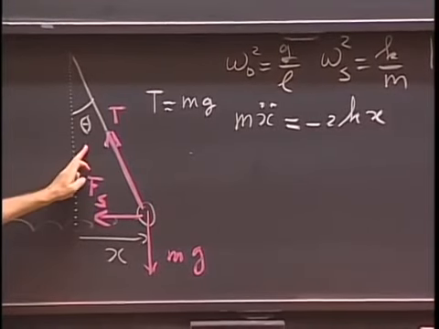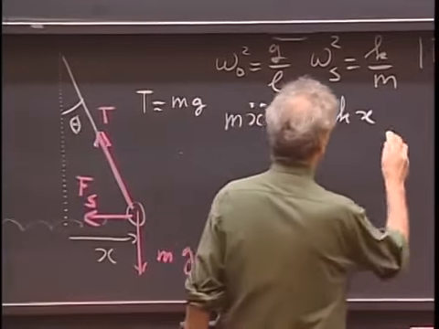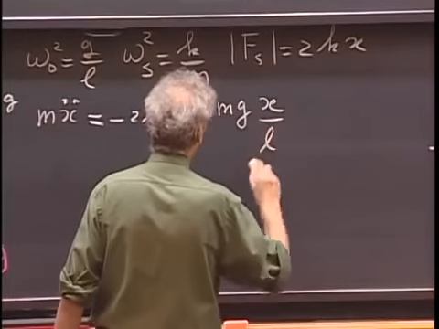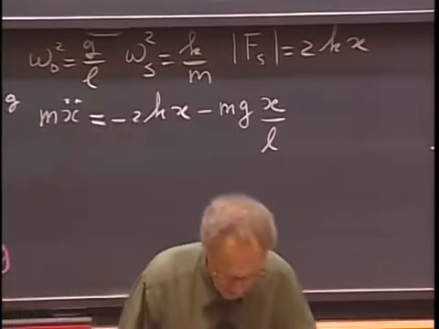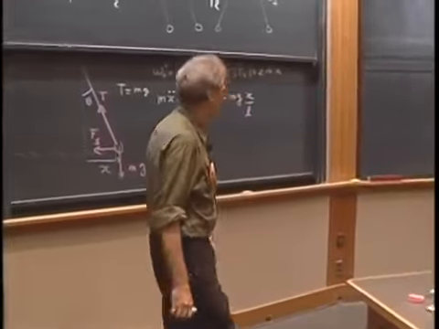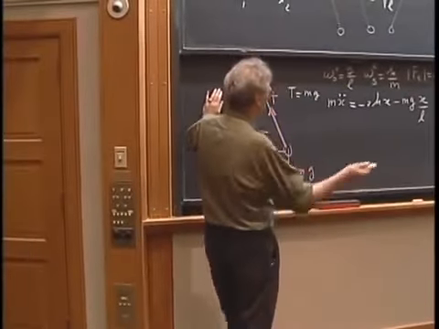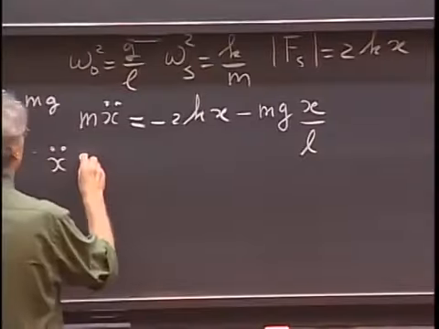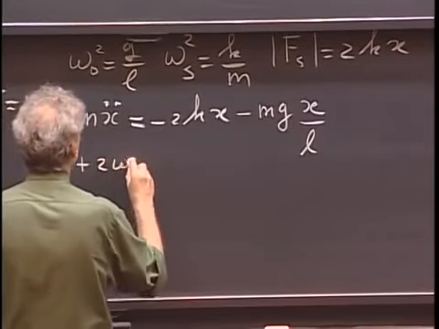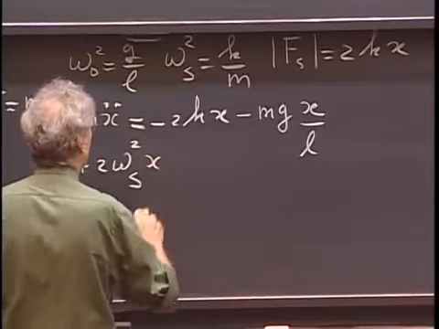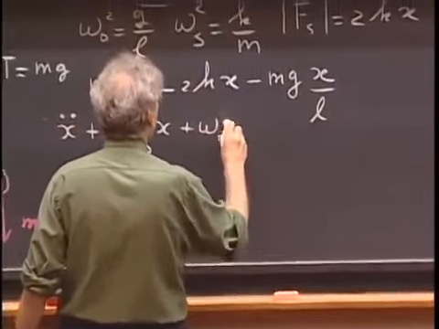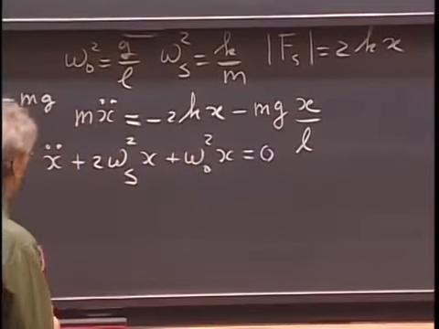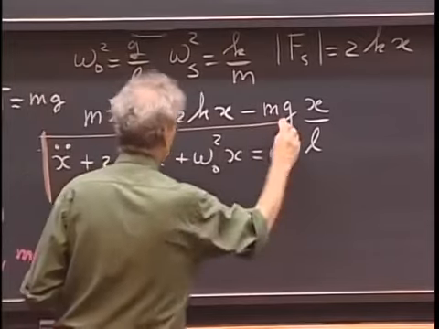T is mg, and sine theta is x divided by L, if L is the length of the pendulum. So we get minus T, which is mg, times the sine of theta, which is x divided by L. And so this is the differential equation. I'm going to divide m out, and I'm going to bring everything to one side. So I'm going to get x double dot plus 2 omega s squared times x plus omega 0 squared times x equals 0.